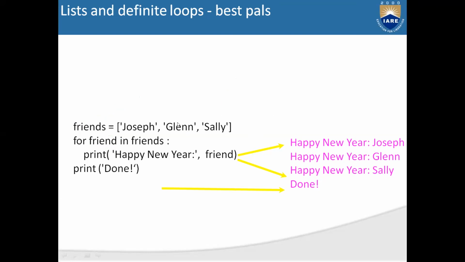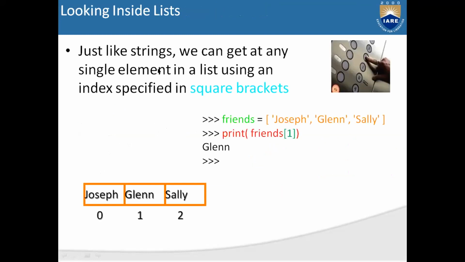Hope you understand how to process the list elements by using a for loop. Now the question is, how to use a particular list element. We have seen all elements now. I want the first element, or the second element, or the third element. Okay.